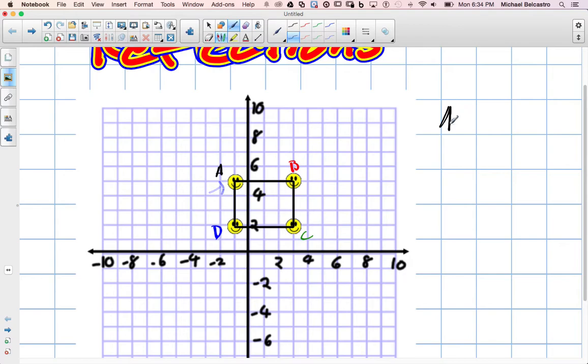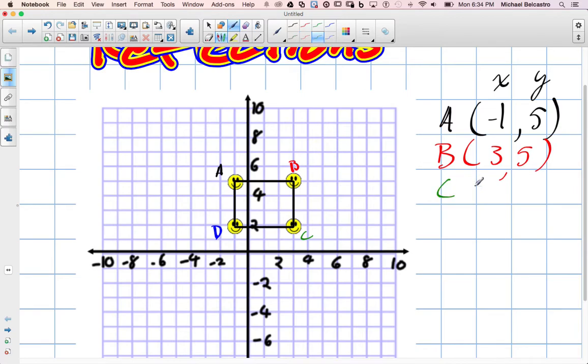So for point A, what is that coordinate? -1, positive 5. Good. So first of all, we know that the x comes first and the y comes second. That's really important. The B coordinate? +3, +5. Good. Keep going. C? +3, +2. Good. And finally, our D? -1, +2. Excellent.